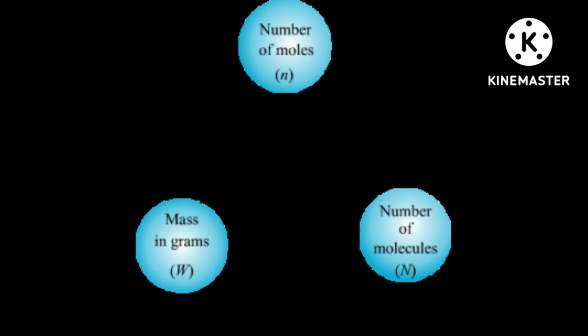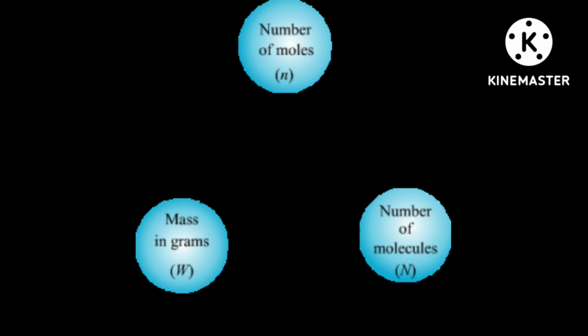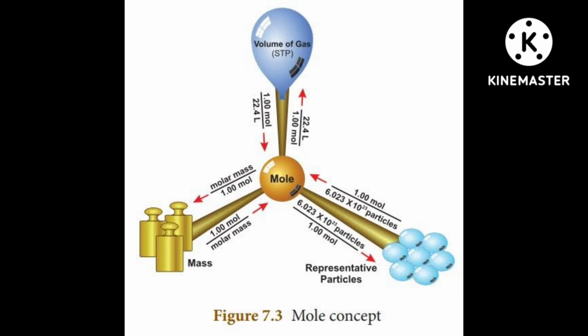Just as we denote 1 dozen for 12 items, a score for 20 items, gross for 144 items, in that way mole is considered for a large number of atoms or molecules or ions or any particles.